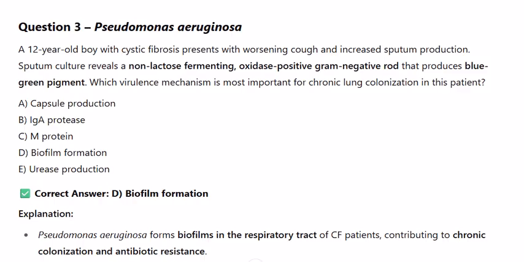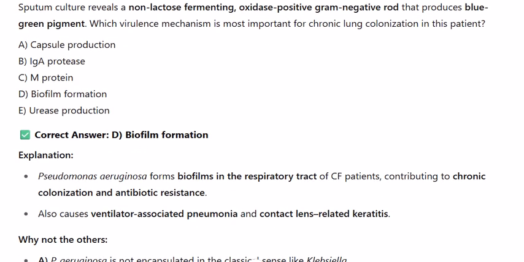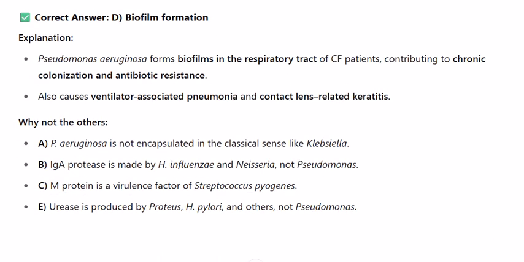A. Capsule production, B. IgA protease, C. M protein, D. Biofilm formation, E. Urease production. D. Biofilm formation. Explanation: Pseudomonas aeruginosa forms biofilms in the respiratory tract of CF patients, contributing to chronic colonization and antibiotic resistance. Also causes ventilator-associated pneumonia and contact lens-related keratitis.